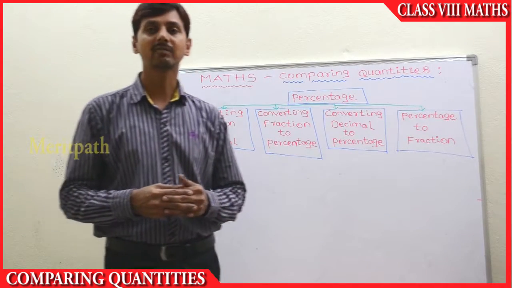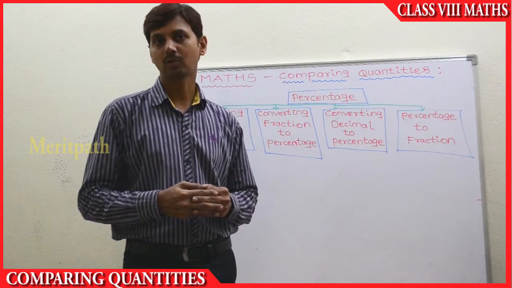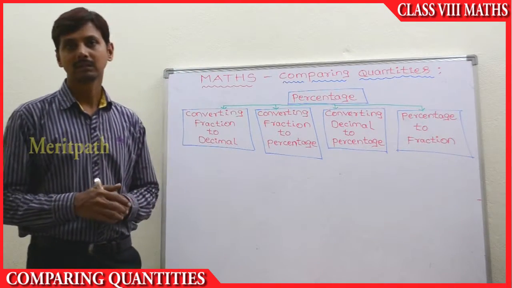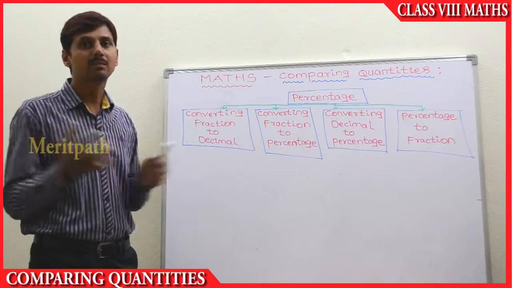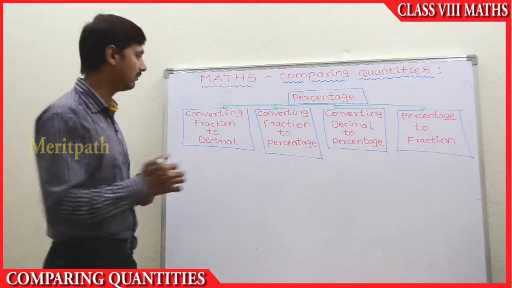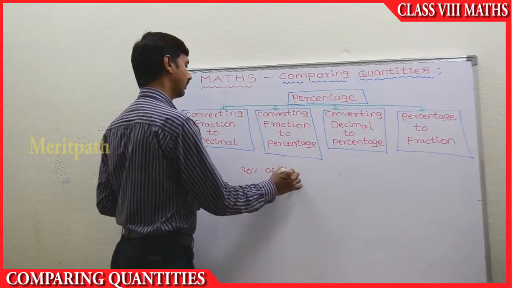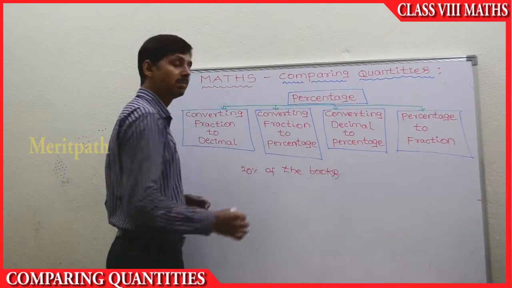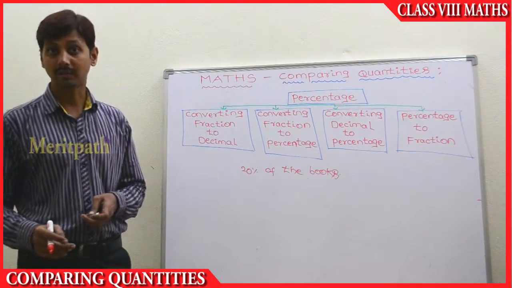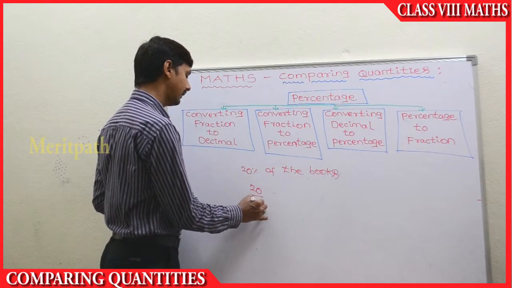In earlier classes we have discussed percentage. The percentage will be calculated out of 100. If we take any one of the things and say that we have this much percentage, for example 20% of the books, this 20% will be calculated out of 100. So this 20% will be taken out of 100.